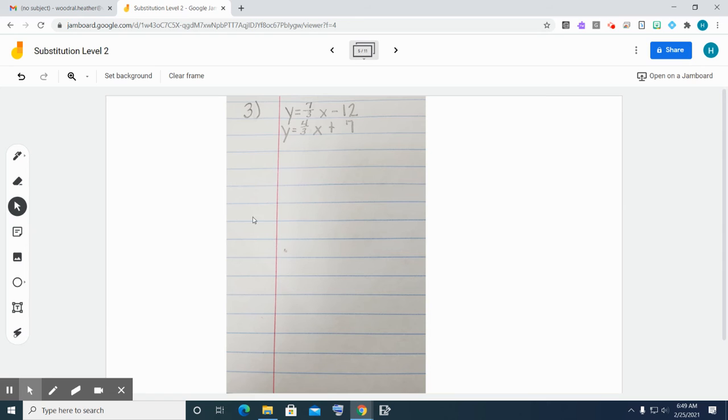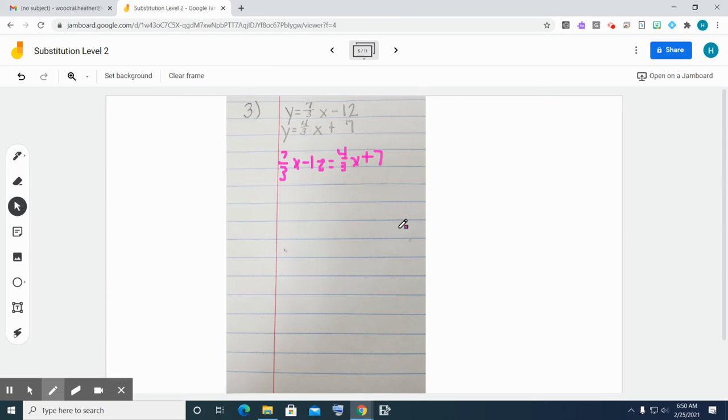Okay, and here we have a fraction. So we have, again, we're going to set them equal to each other. 7 over 3x minus 12 is equal to 4 over 3x plus 7. Okay, so fractions, guys, we're going to do those the same way.